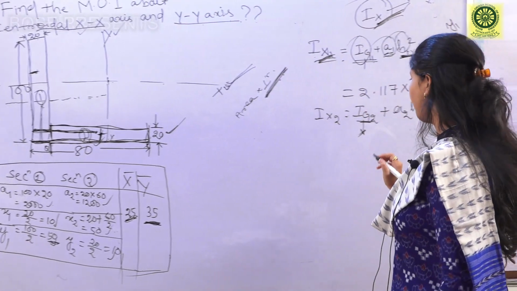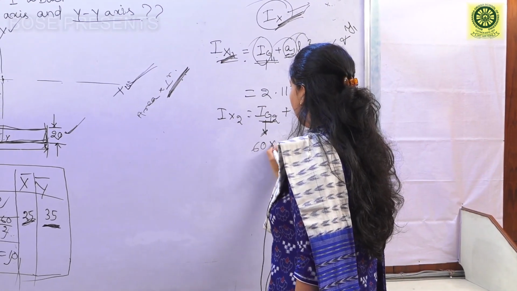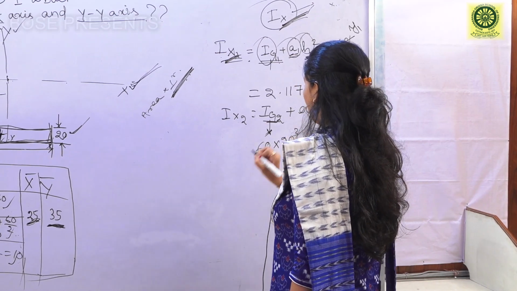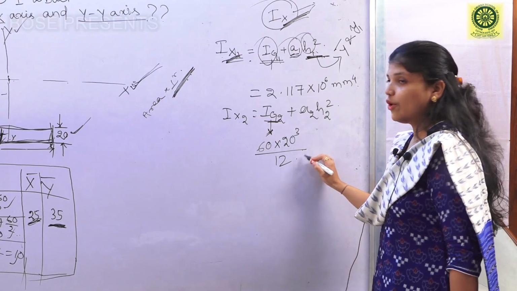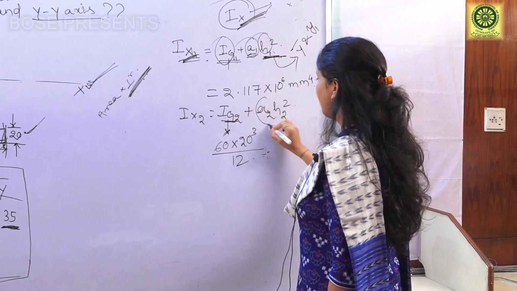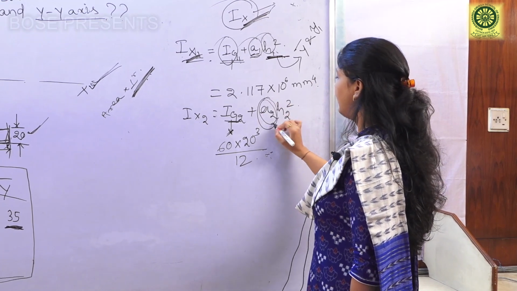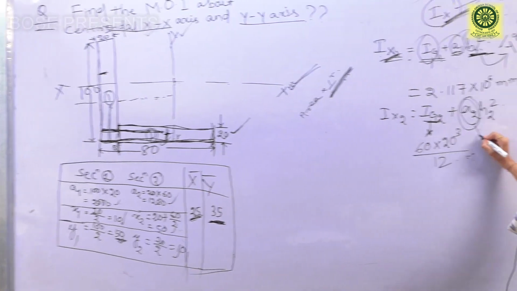So the value of Ig2 will be 60 into 20 cube divided by 12. We are using the formula for the moment of inertia of a rectangle. Now what is the value of A2? A2 we have already calculated, that is 1200.